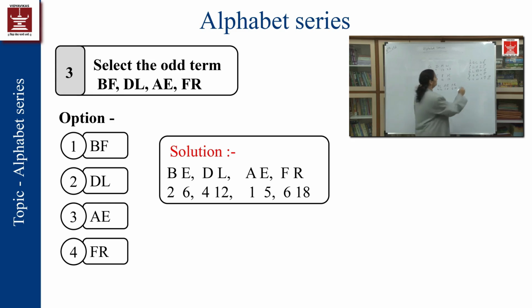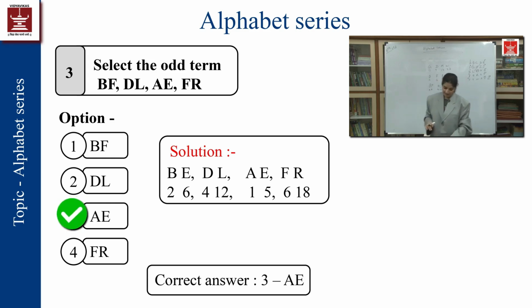If I go over here, maybe it was easy for me. BF, if you see, DL, they are again in cross. AE, they are in one line, whereas FR, they are again in diagonals. So that was one way you could have found out, but writing positions was the easiest one in this case.